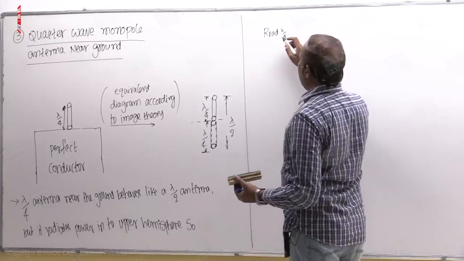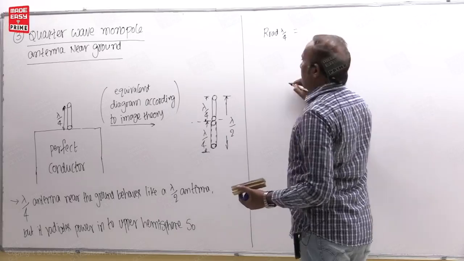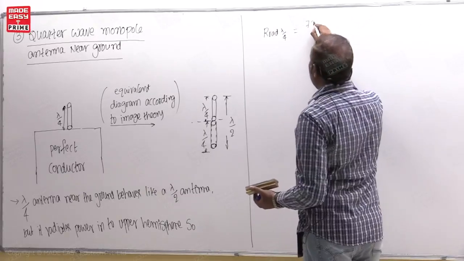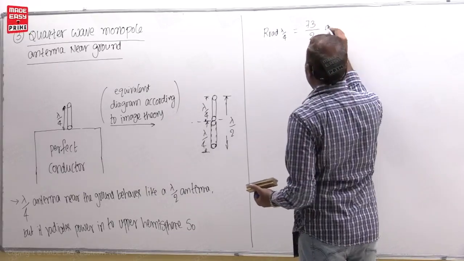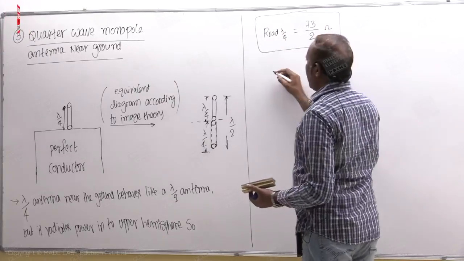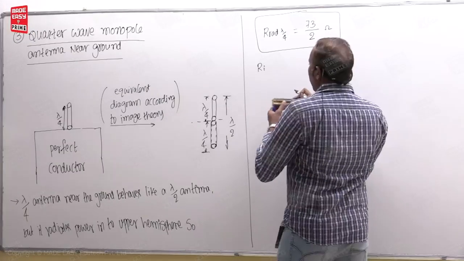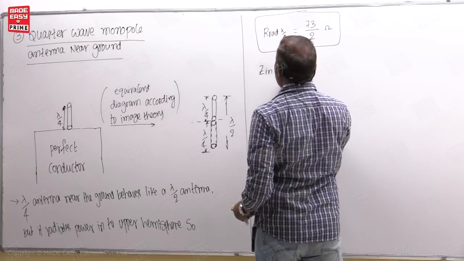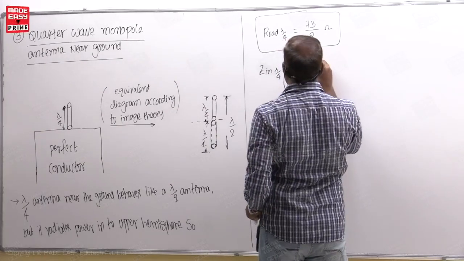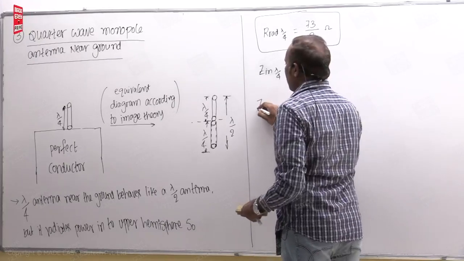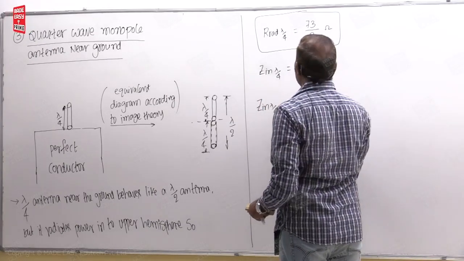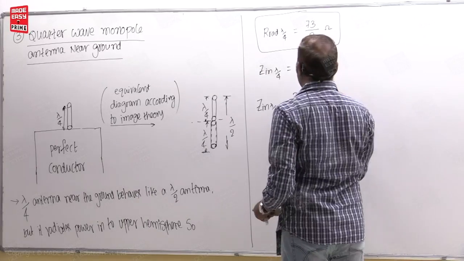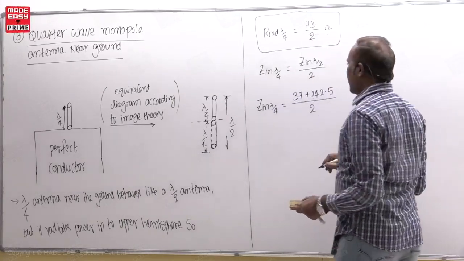So the radiation resistance of lambda by 4 is equal to that of lambda by 2 divided by 2. That is why you have to take 73 by 2, students. 73 is for the lambda by 2 antenna. Now the input impedance Zin of lambda by 4 is equal to Zin of lambda by 2 divided by 2. So Zin of lambda by 4 is equal to (73 plus j42.5) divided by 2.